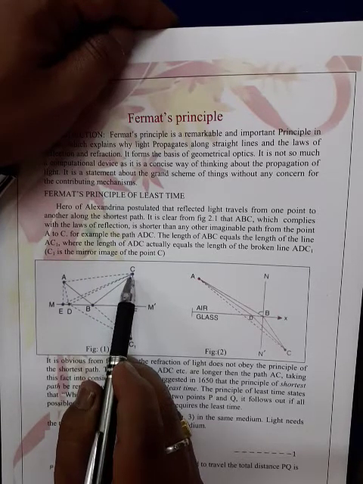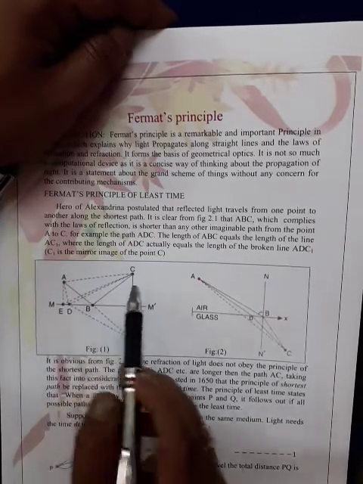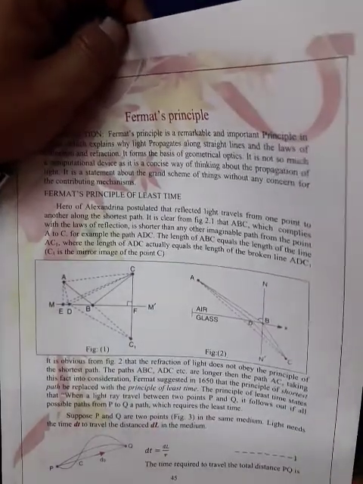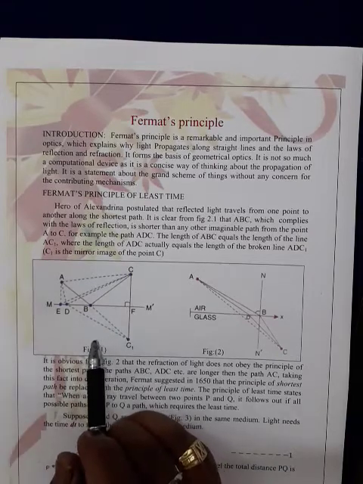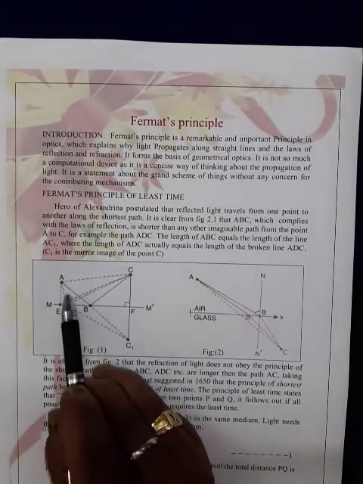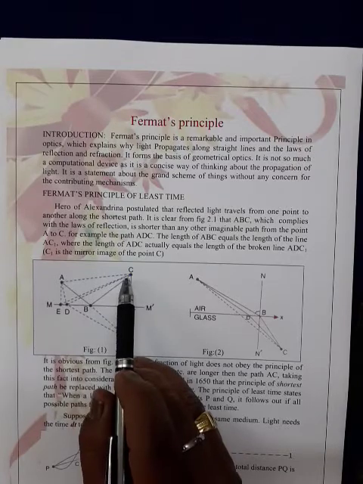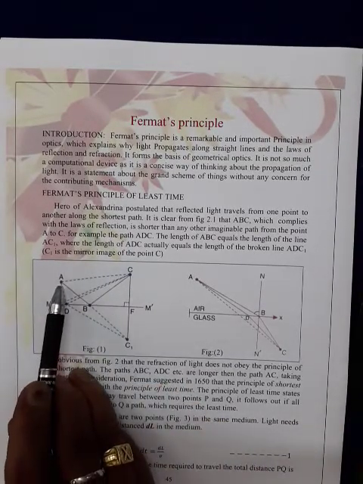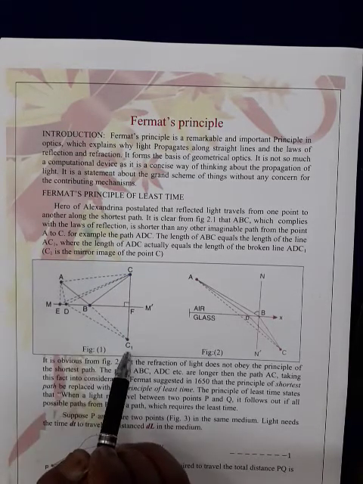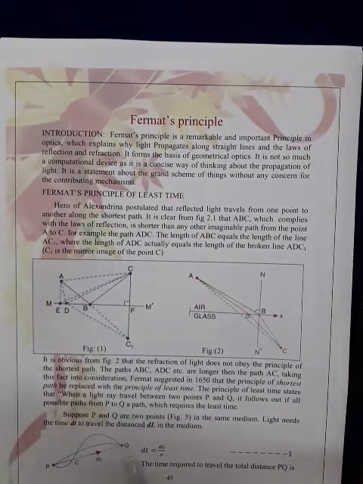Then I can say the path length ABC, which complies with the law of reflection, is shorter than any other imaginable path from the point A to C. For example, here ADC, the length ABC equals the length of line A to C1. What is the meaning of this?